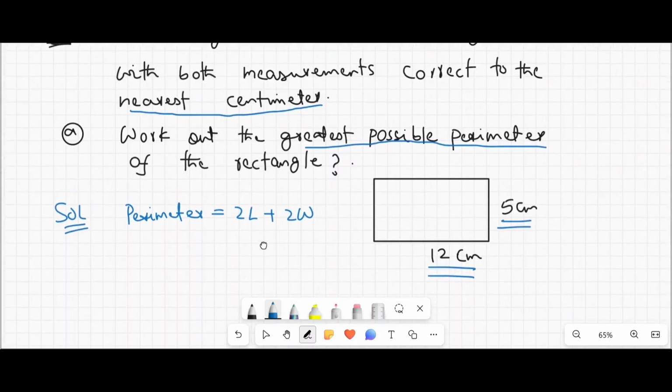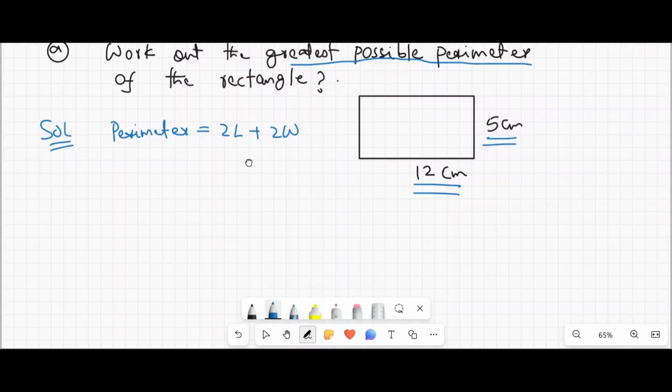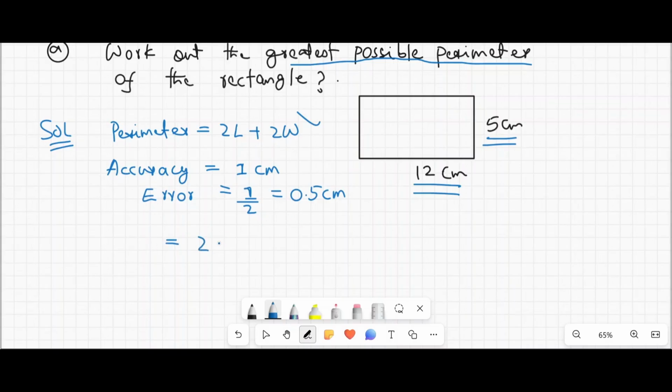Here you can see it is correct to the nearest centimeter, so the accuracy term is 1 centimeter. The error is 1 divided by 2, you will get 0.5 centimeter. So this is our error term. For the greatest possible perimeter, you find the upper bound of the length and the upper bound of the width: 2 into the upper bound of the length plus 2 into the upper bound of the width.